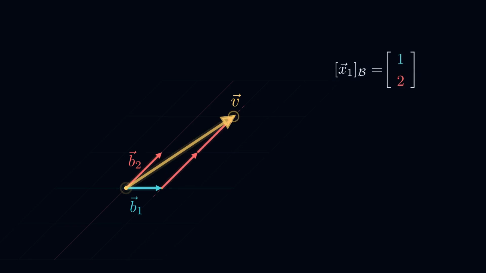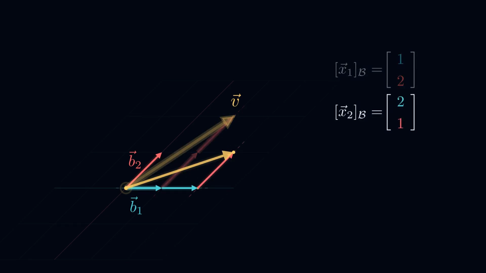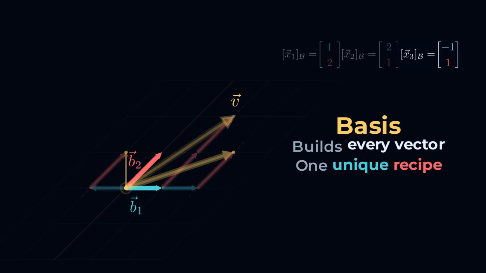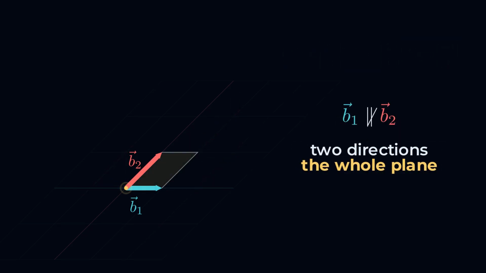A basis is a pair of directions that can build every vector in the plane in one unique way. Change the target and the recipe changes, but the two directions can still reach it. In 2 dimensions, any 2 non-parallel directions are enough.